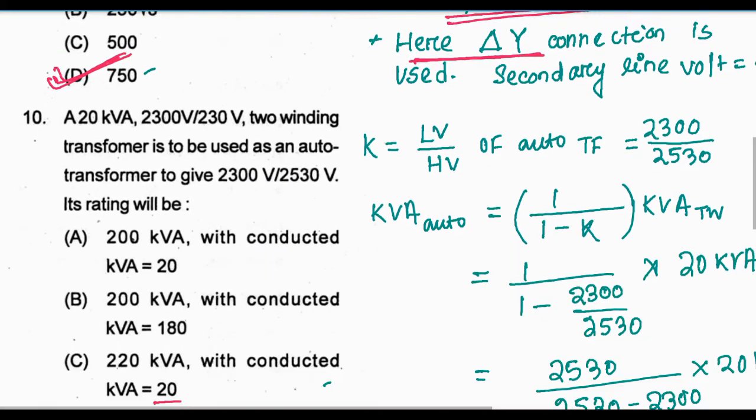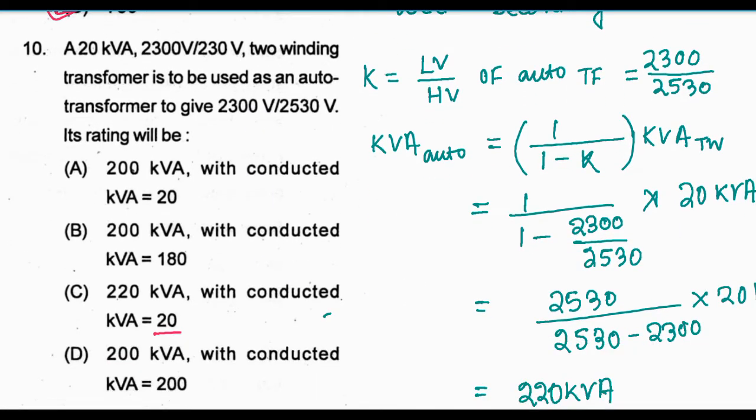So the next question: a 20 kVA 2300 by 230 volt 2 winding transformer is to be used as an auto transformer to give 2300 volt by 2530 volt. Its rating will be, so this one is a 2 winding transformer 2300 by 230, and we will design an auto transformer of rating 2300 by 2530 volt.